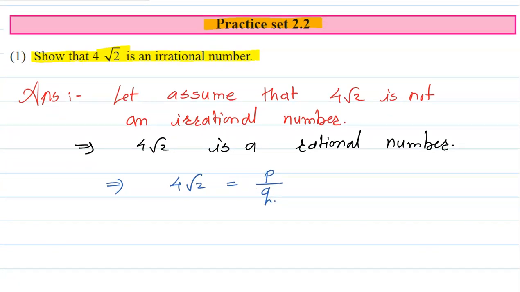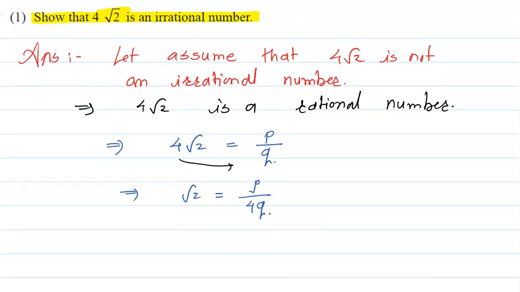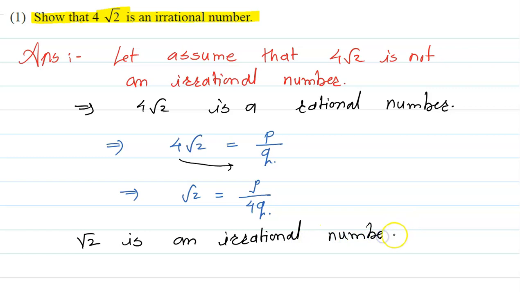Now once we shift the 4 from LHS to RHS, we get root 2 equals p divided by 4 times q. Now look carefully. We know root 2 is an irrational number and p divided by 4q is a rational number. So an irrational number can never be equal to a rational number.